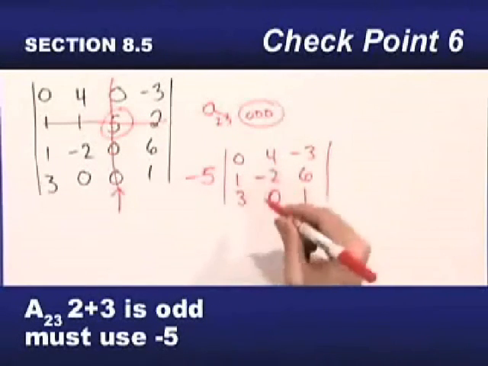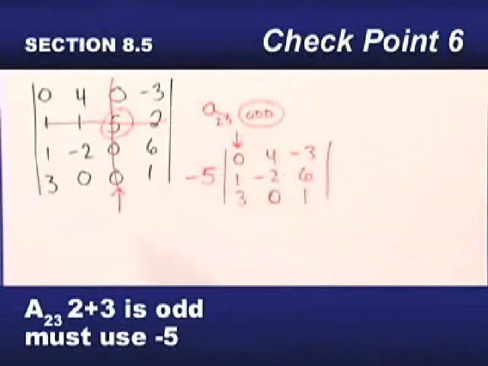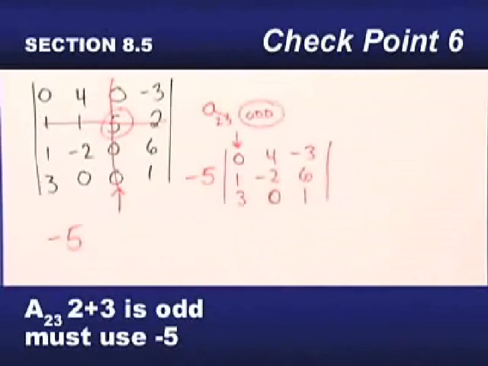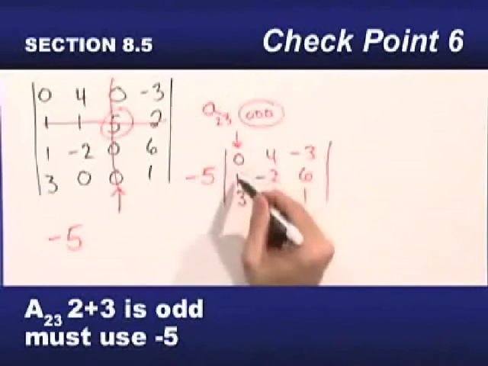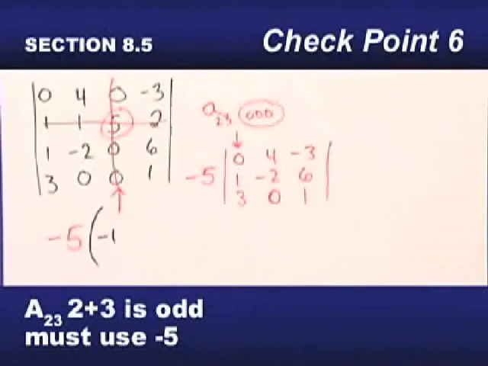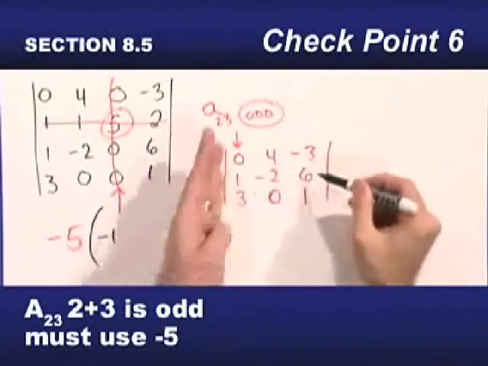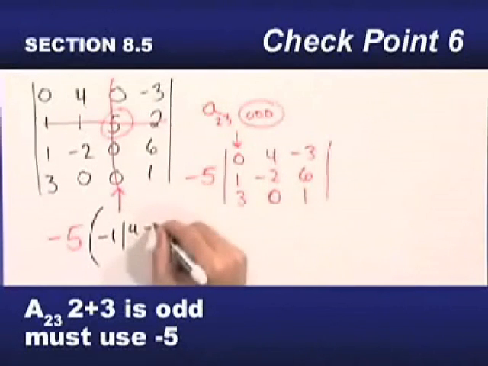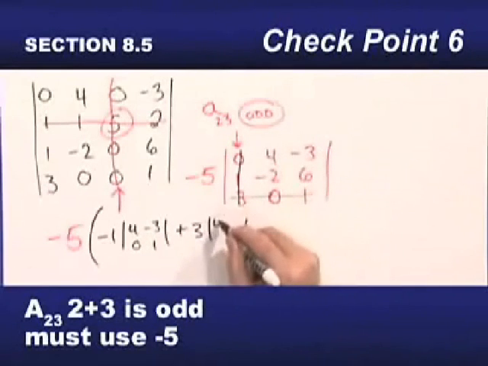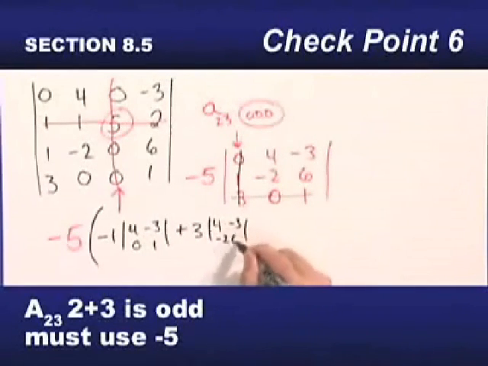Well, again, I'm going to go ahead and choose column 1 since I have a 0 entry. So let's start this thing. I don't need to worry about this first entry 0 since 0 times anything is 0. So we'll just move down to 1. Put big parentheses here. I know this must start negative. So negative 1 times the determinant of 4, negative 3, 0, 1. And finally, plus 3, crossing out, I get times the determinant of 4, negative 3, negative 2, 6.